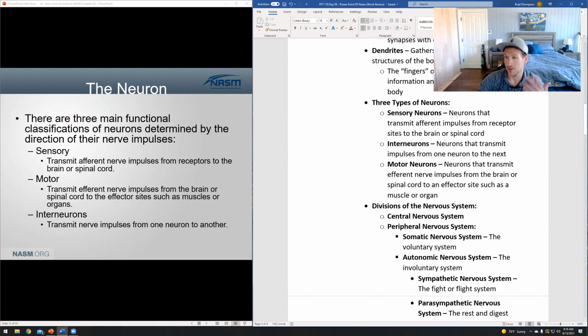And then because your brain is not exactly close to every part of your body, you have interneurons, which are neurons that are transmitting information from one to the next, to the next, to the next. So your sensory neuron might gather information at a specific site, and then it's going to pass that information to an interneuron. And then that interneuron will pass it to another one, which will pass it to another one, until eventually it gets all the way up to your brain.